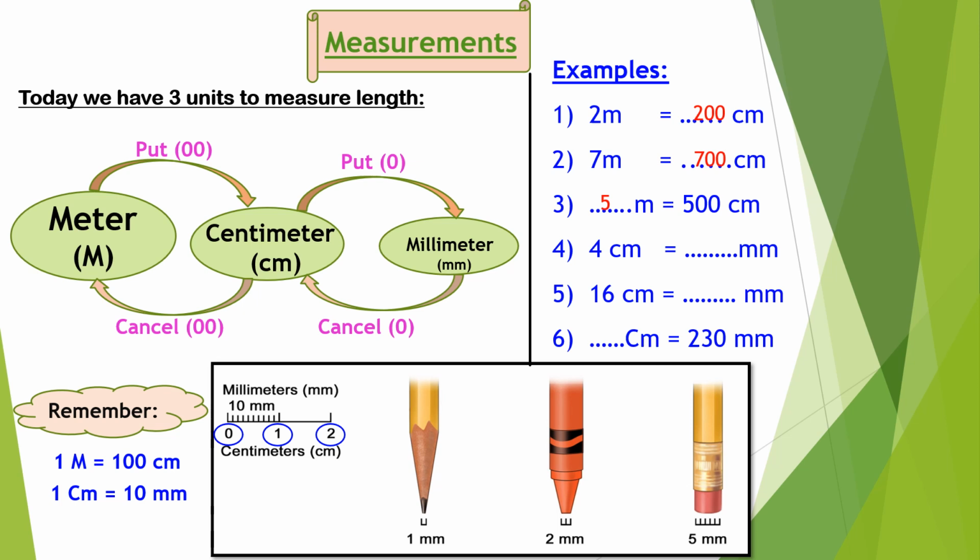Number 4, we have 4 centimeters equal what millimeter? We are converting from centimeter to millimeter. We know that 1 centimeter equal 10 millimeter. So 4 centimeter, 40 millimeter. 16 centimeter, we will put what? 1 zero. So it will be 160 millimeter. And in the opposite direction, if we have 230 millimeter and we want to convert them to centimeter, we will cancel 1 zero. So it will be 23 centimeter.